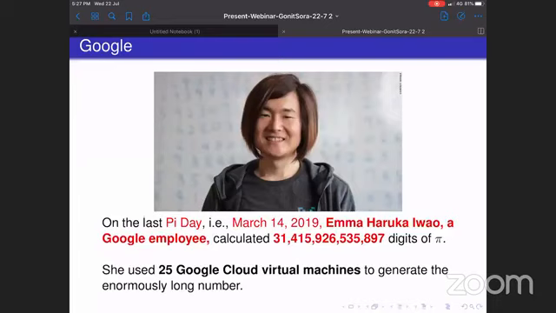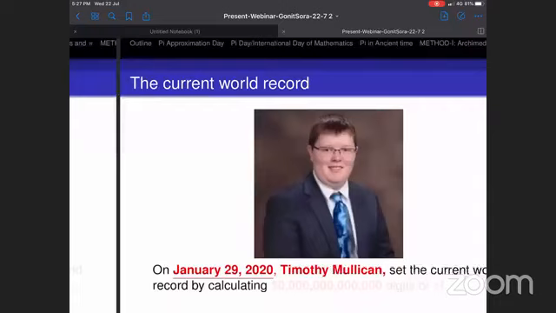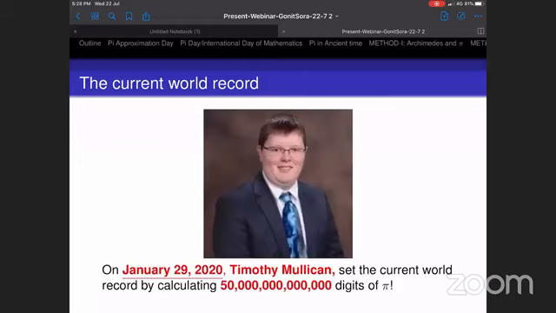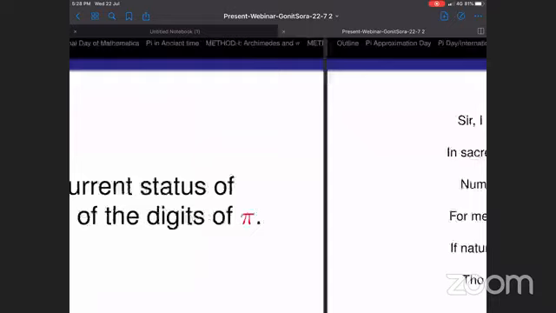Okay. But this is not the record. The latest record is this one. On January 29th, 2020, Timothy Mullican set the current world record by calculating 50 trillion digits of pi. So this is the current record. And all these records were set by using the Borwein's quartic algorithm, then this other Ramanujan type series, then Machin type series, etc. Okay, so this is the current record of calculating the digits of pi up to 50 trillion digits. Okay. So that is the current status.